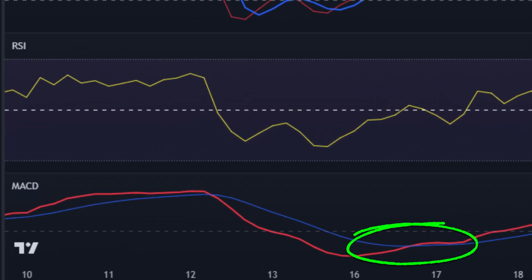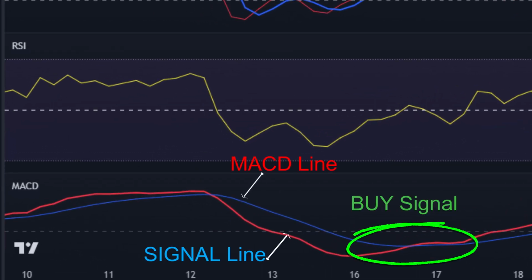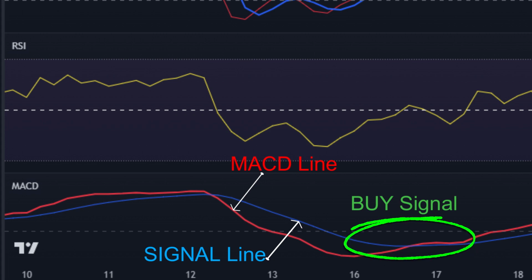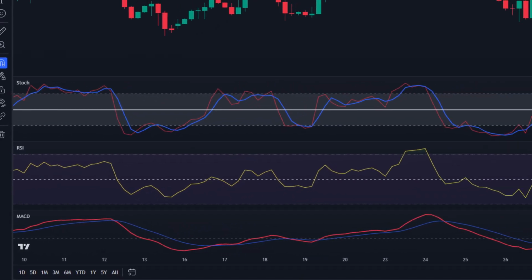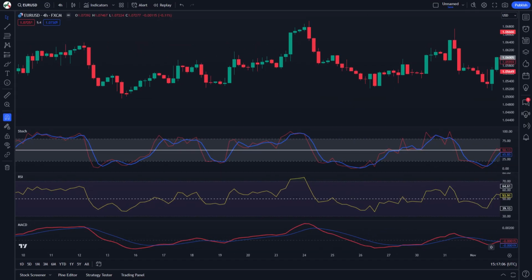Look at the circled in green. You would want to take a buy signal when the MACD line, or red line, crosses over the signal line, or blue line. On the flip side, take a sell position when the MACD line crosses below the signal line.